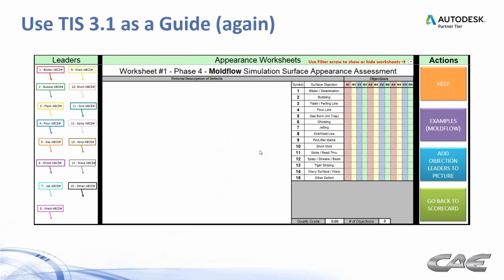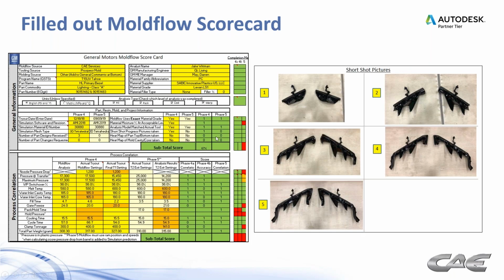Here's some worksheets. GM did a very good job and a very detailed job of putting together a spreadsheet to help the analyst and the part supplier fill this out at the press. Some more information here, some short shot pictures documented, a filled out example here. So you see the phase 4 stuff here from the Moldflow analysis, the actuals, and then this is what was developed by the process engineer at the tool shop.